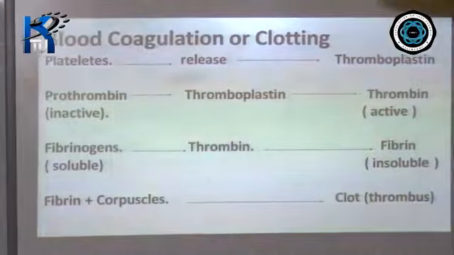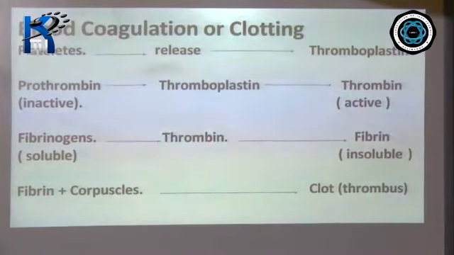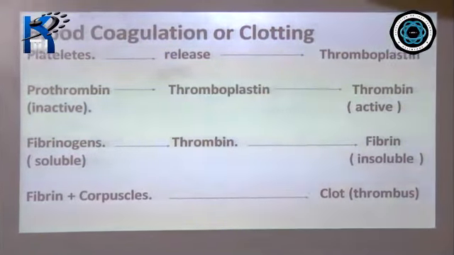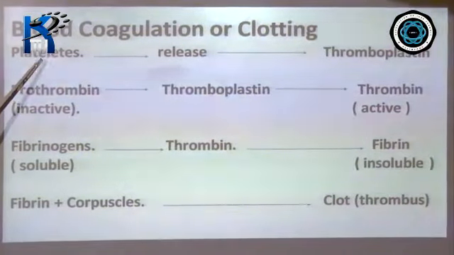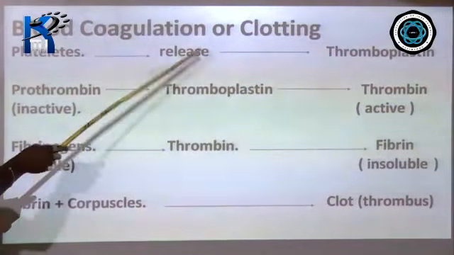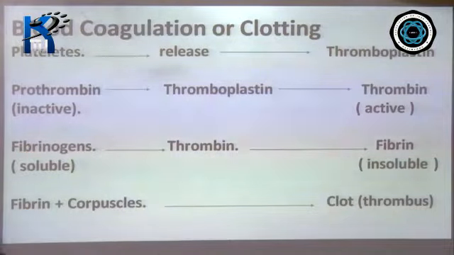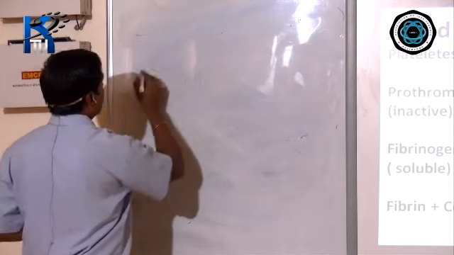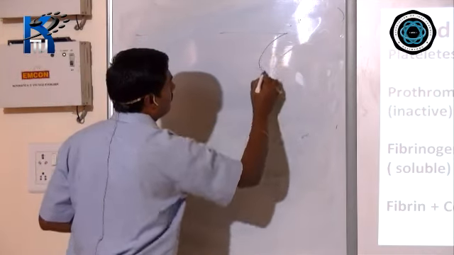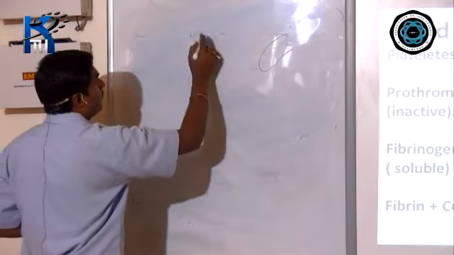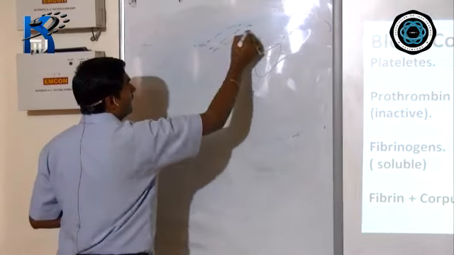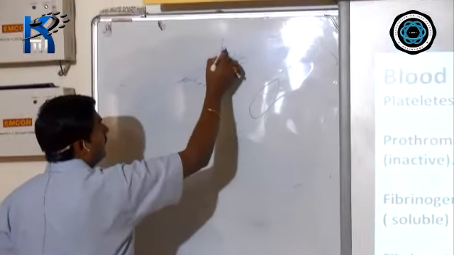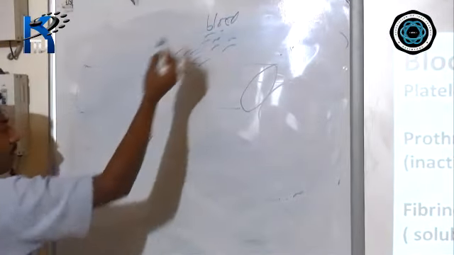Okay. So, here let's try to see the blood coagulation, or the clotting factor. First of all, the platelets will release an enzyme that is called thrombokinase. Okay. So, here let's take another diagram. Now, in this case, suppose this is the part that has been damaged. So, this is the loss of blood. Blood is oozing out, coming out.